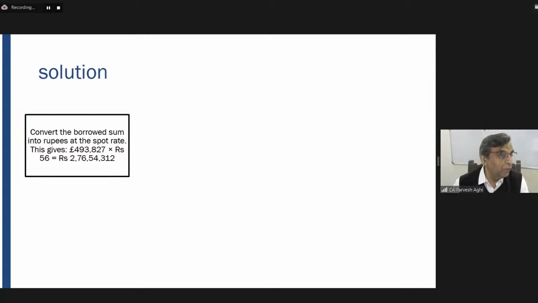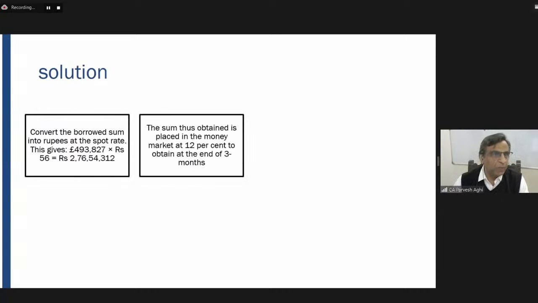The rate is given as 56 rupees per pound. Okay, remember that this is out of your question. 56 rupees is the current spot rate. So he is going to convert all these pounds into rupees. So this will come to 2,76,54,312 rupees.